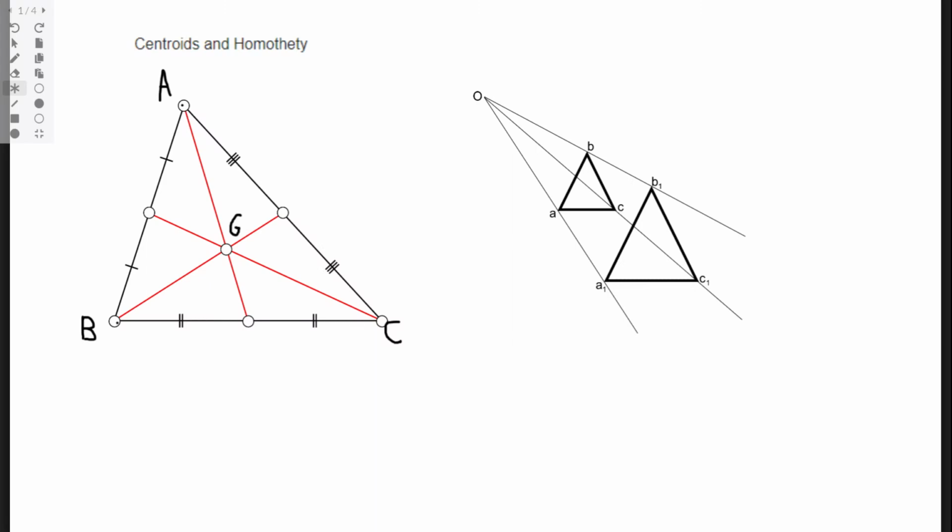My name is Luke Choi. I'm a senior at Avon High School, and today I'll be talking about how we can use centroids and homothety to solve selected problems from the AMC 12.